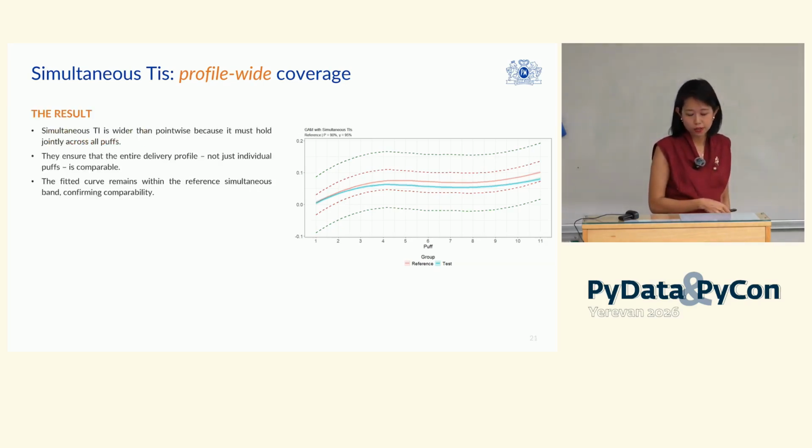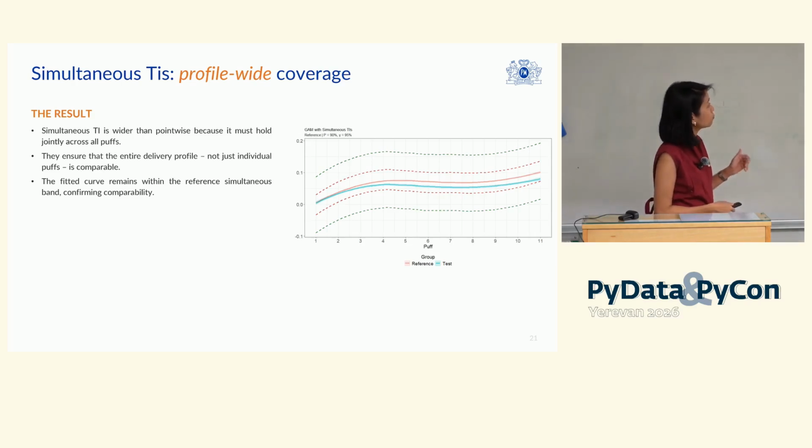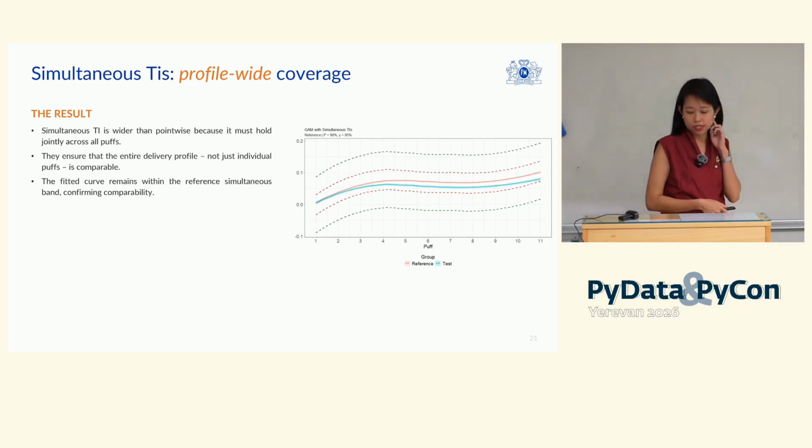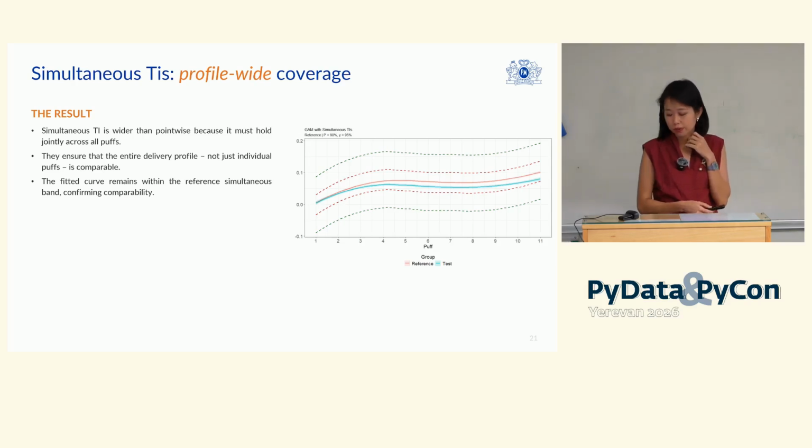So this part explains a bit more why the simultaneous interval is wider, to make sure that we are not just taking into account the individual variability on the puffs, but also the entire delivery profile. And then we can conclude that our fitted curve for the tested product is still within the simultaneous band of our reference, which confirms that these two products are comparable.